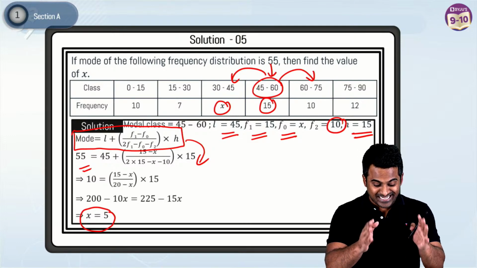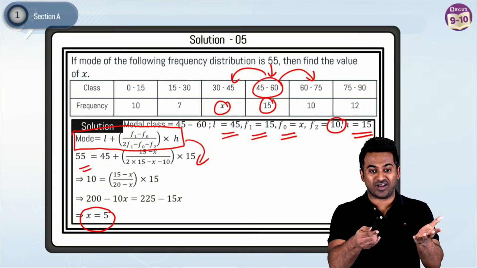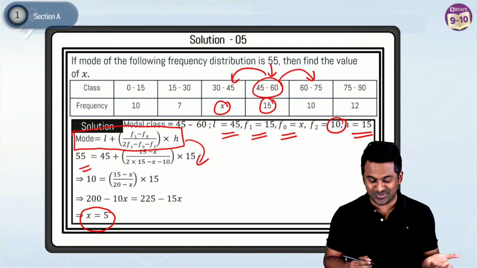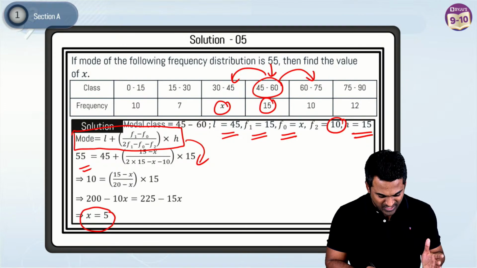Okay, let's now focus on this set, if at all there are any students who've got this set in the exam. So far it looks pretty simple. I'm sure you guys agree to that. Cool, so let's move on now.